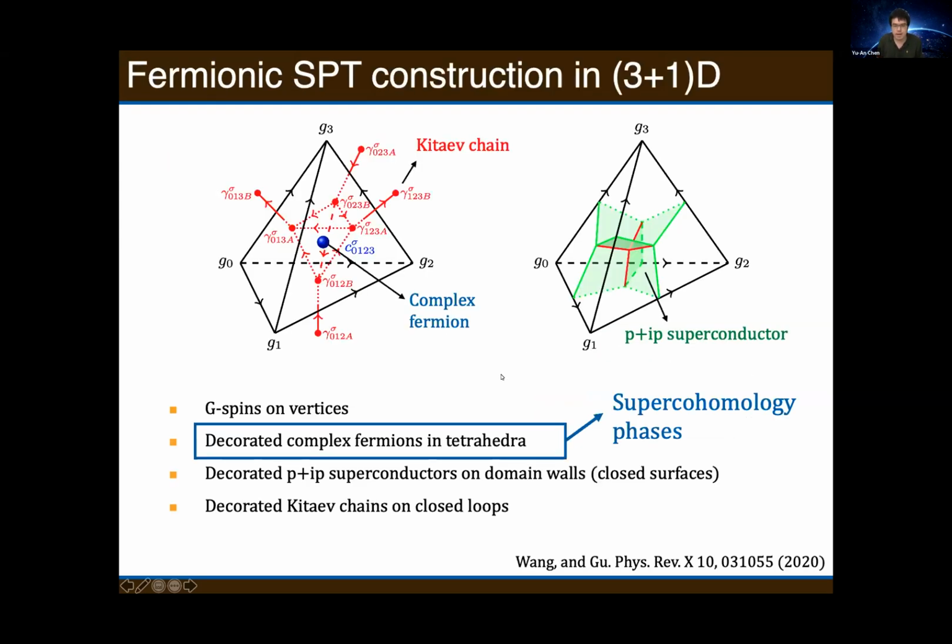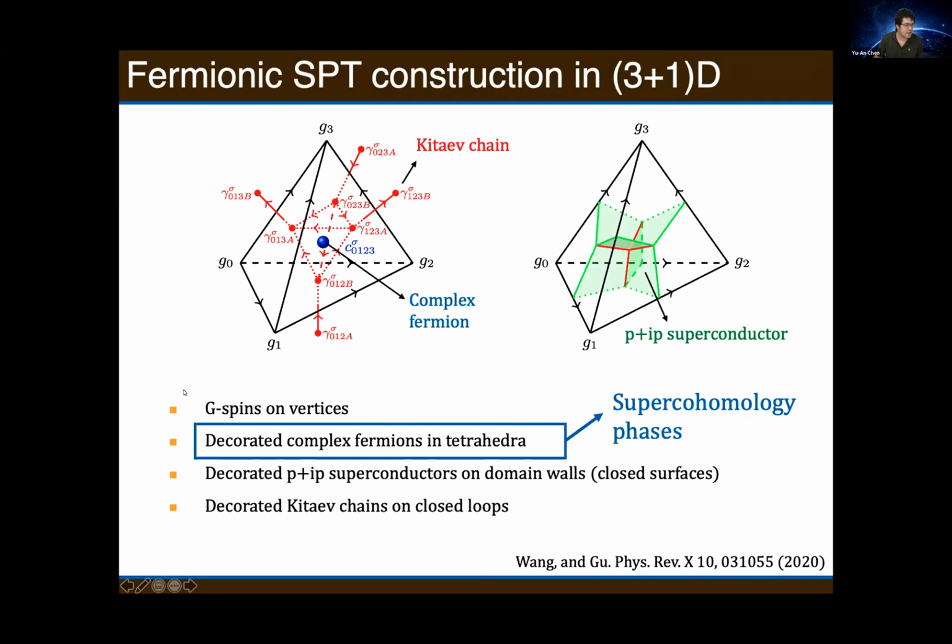There are many well-known results for how we classify the fermionic SPT phases. I think the most clear construction is from the Chen group in their recent paper. They showed that for arbitrary dimension. In this talk, I will focus on 3+1D. In 3+1D, the complete fermionic phase can be constructed in the following way.